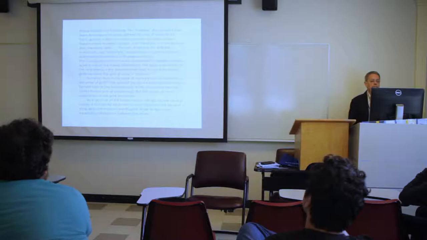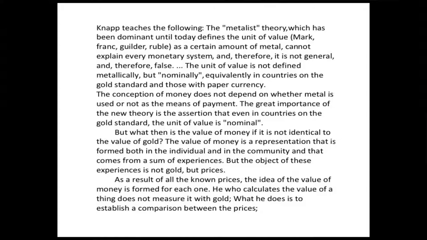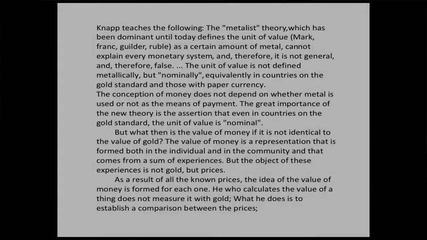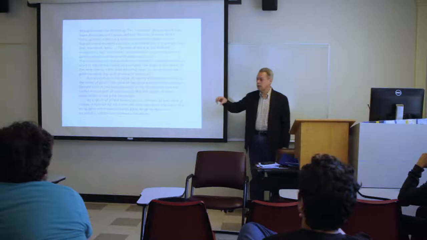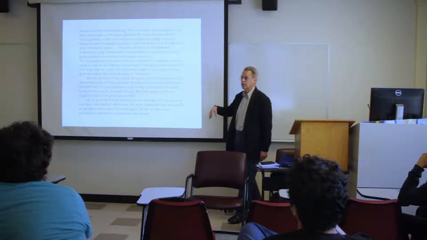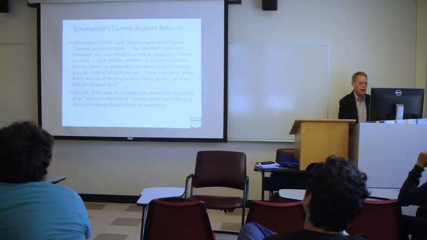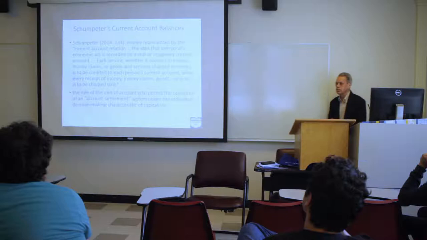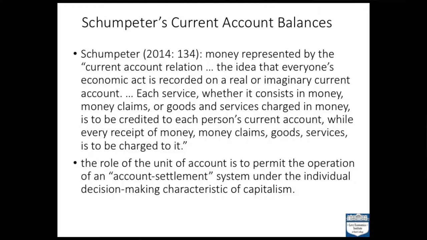Okay, here we go. Knapp, well, we won't go to this, this is Ben Dixon. And again, you see what Ben Dixon is doing. All these guys were very obsessed with what Knapp was doing because they thought that Knapp was taking the fire away from them, that this was a legal proposition. They were very concerned, and said no, this is not legal. It's not that the government comes in and imposes this. These are things that naturally occur in the economic system as banking develops. So again, Schumpeter, current account balances. Well, this is the quotation which I thought might have disappeared, but it is here. Money represented by the current account relation, the idea that everyone's economic act is recorded on a real or imaginary current account.